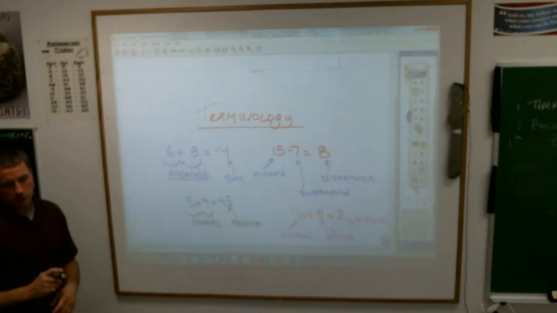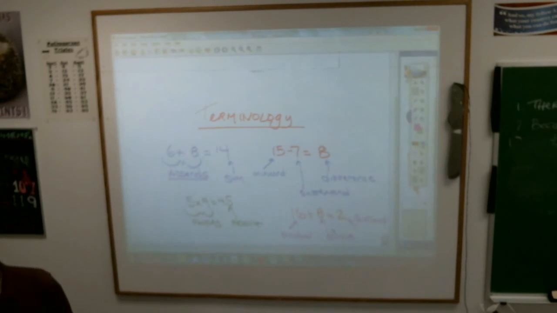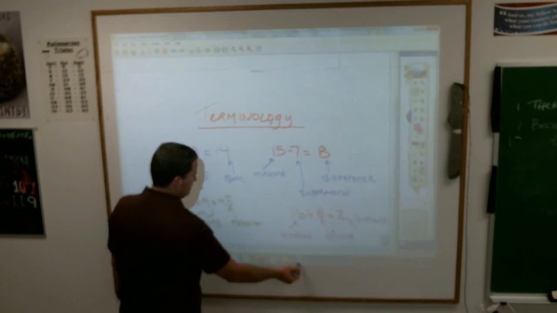Everybody's good with that before we forge ahead? Good. So now we have what we call the properties of addition and multiplication. So a blank piece of paper, I will try to stop and start.